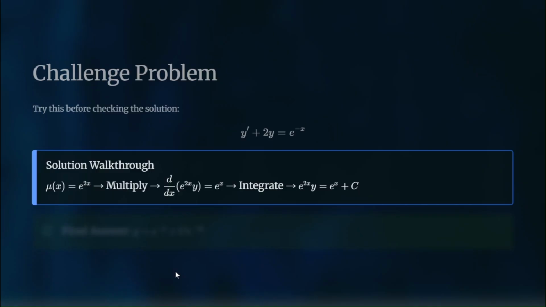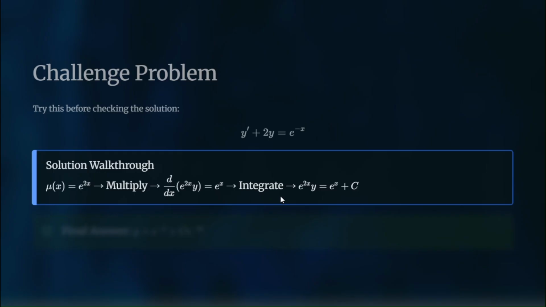So here's your solution. In this case, p of x is 2, so your integrating factor will be e to the power integral of 2 dx, which will be e to the power 2x. If you multiply both sides by your integrating factor, the left side will become the derivative of e to the power 2x y with respect to x, and that will be equal to e to the power 2x times e to the power negative x, which is e to the power x.